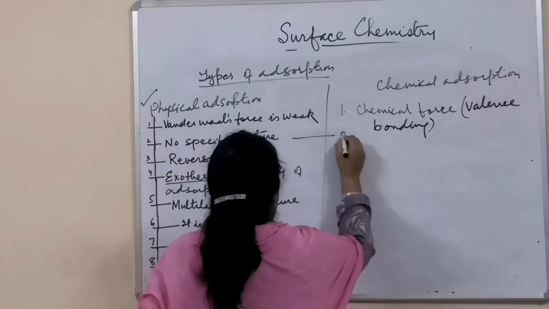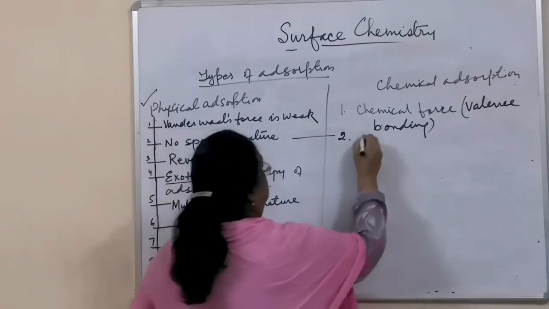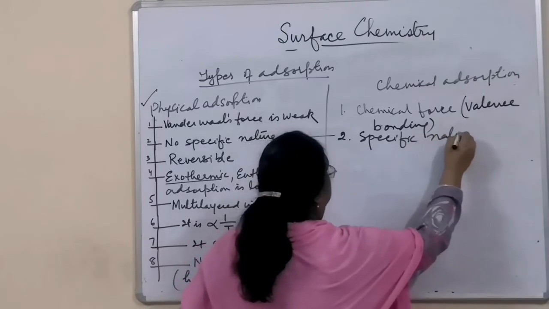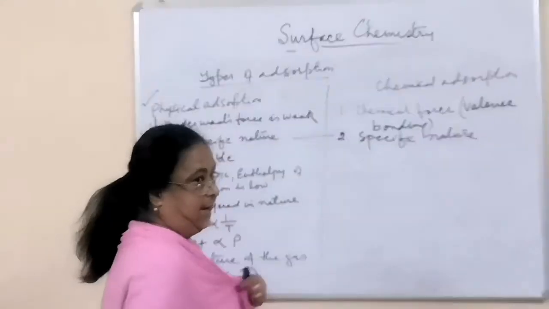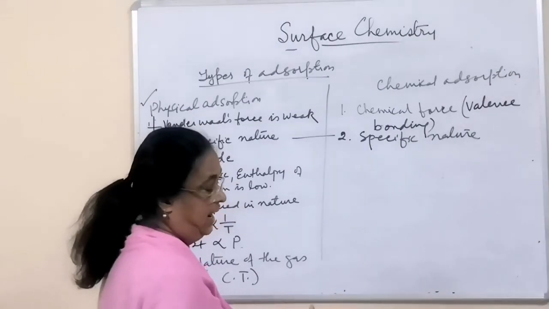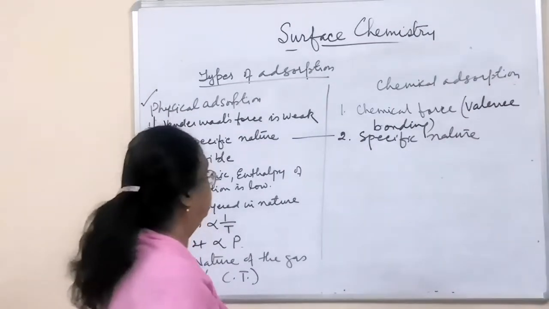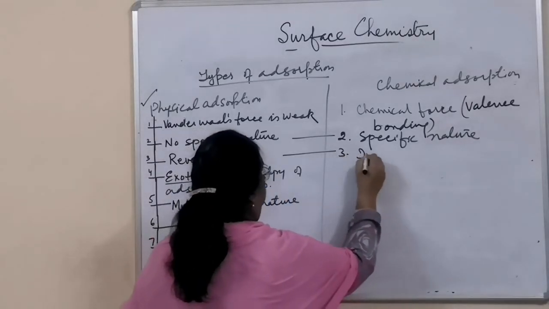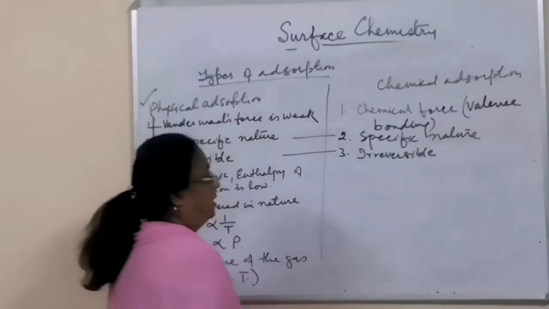Now the second point, if we compare: here it has no specific nature, but here it is specific. One kind of gas can only be adsorbed, not all kinds, so to one adsorbent, one particular kind of gas as adsorbate can be taken. This is reversible, so here it is irreversible. Once gases are adsorbed, they cannot be removed.